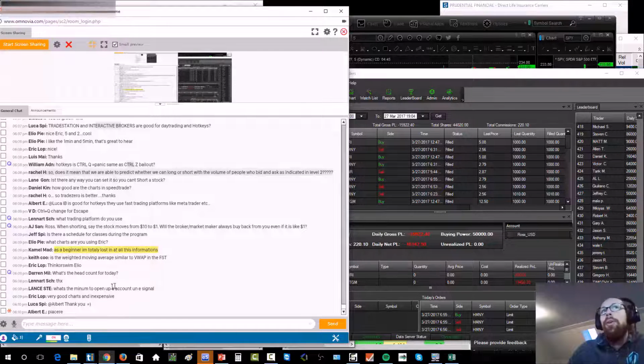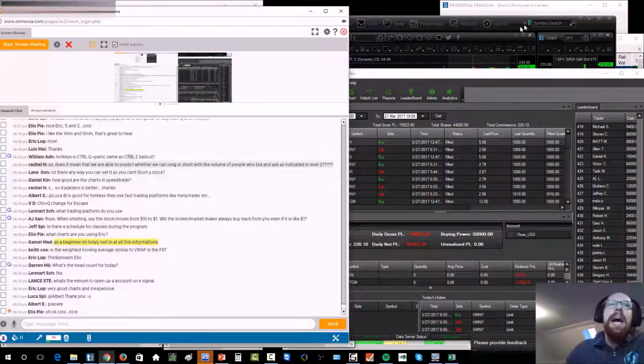eSignal isn't a broker account. It's just a platform for charting. So there's no balance required to open it.